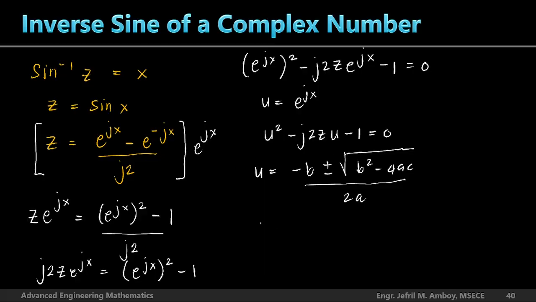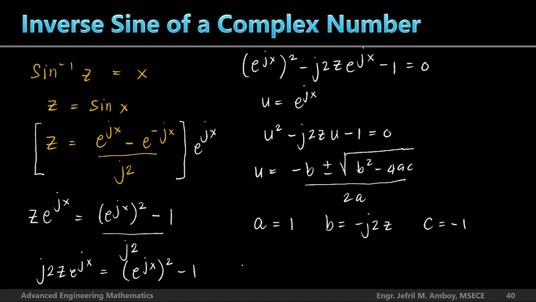So, lagay natin dito yung mga values ng coefficients. Dito, yung a natin, coefficient ng u squared is 1. Yung b, yung coefficient ng u is negative j2 multiplied by z. And lastly, yung c is yung constant term na equal sa negative 1.